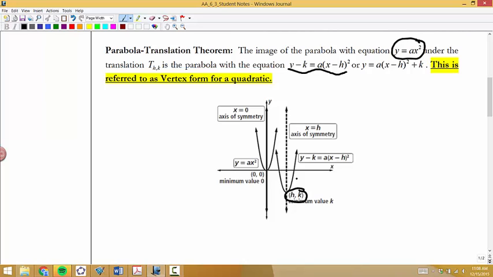That's the minimum value. In this case, if a is negative, it would be the maximum value. Now, it also tells us exactly what our axis of symmetry is for our parabola. A parabola is going to have an axis of symmetry, and that is the line that goes through that vertex point. So whatever our h value is, the axis of symmetry is going to be x equals that value. Okay, so it's a really important form for a parabola because it gives us both the axis of symmetry and the vertex right out of the form of the equation.